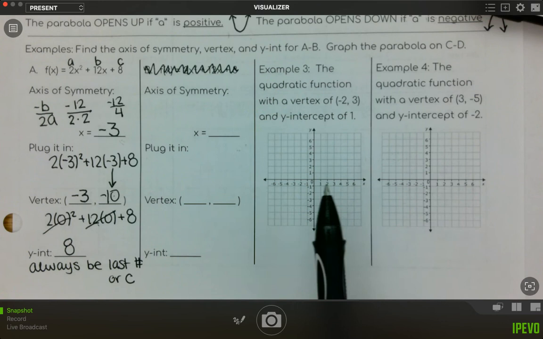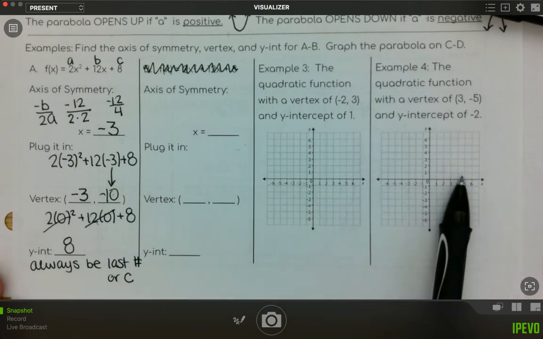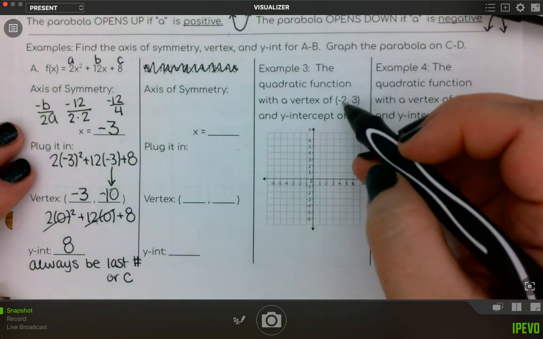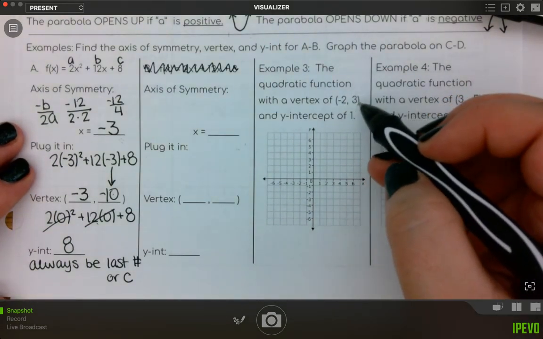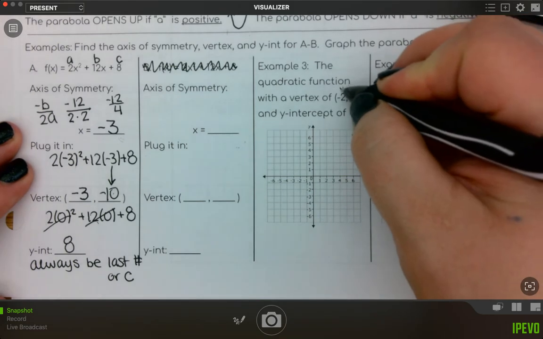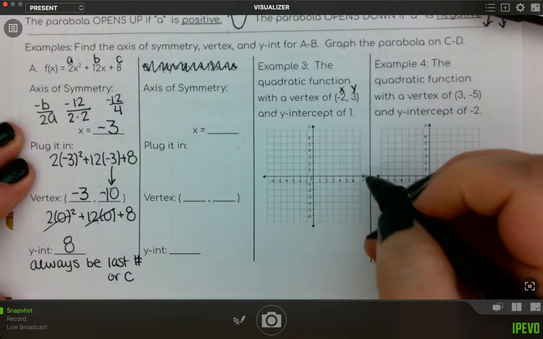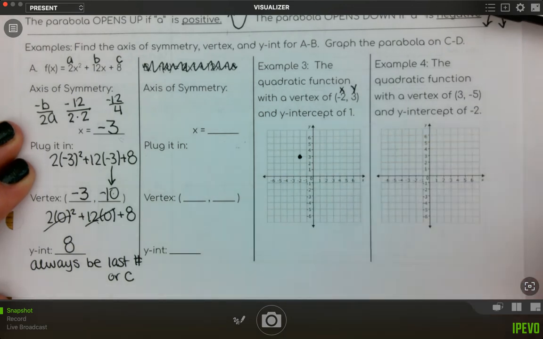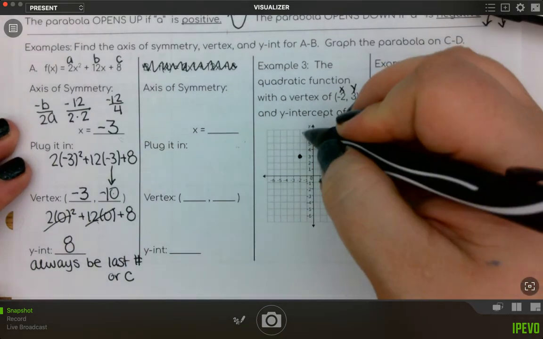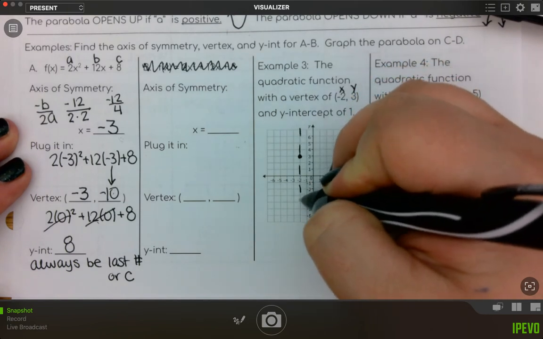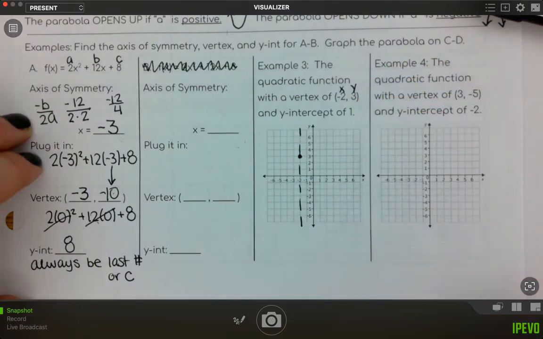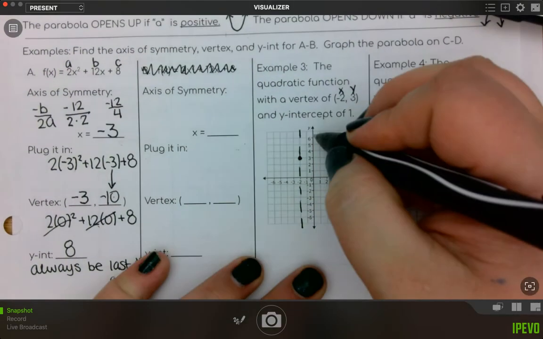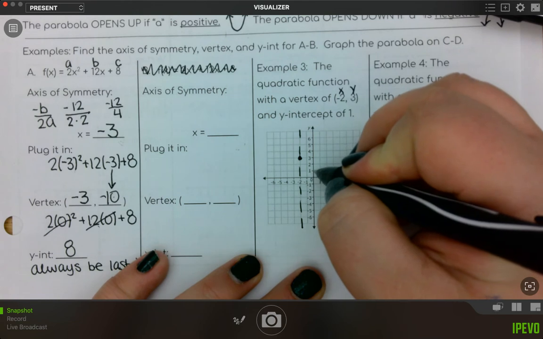And then we're going to skip over here to example 3 and 4. These give you the information you need to graph it. So this one has a vertex of negative 2, 3. This is your x, this is your y. So I'm going to go where x is negative 2 and up to where y is 3. Put a point there. And on the vertex, this is where you draw that line down the middle. Then it says y-intercept of 1. So go to the y-axis and put a dot at 1.